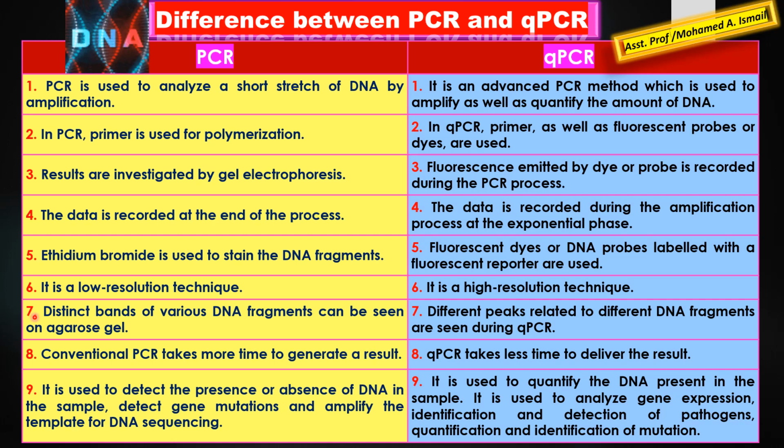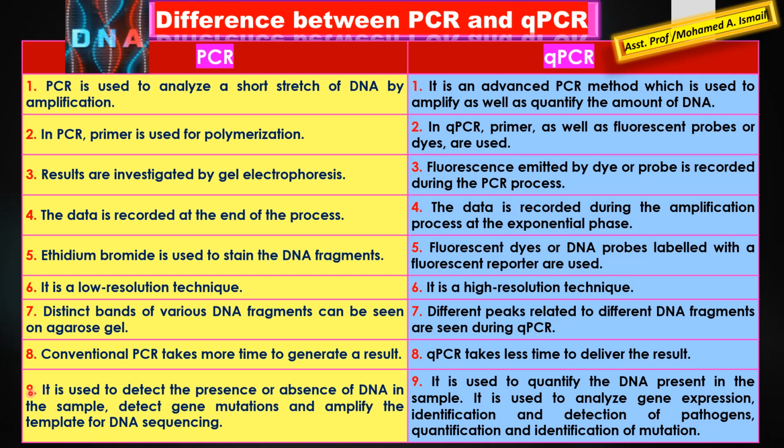Number seven, distinct bands of various DNA fragments can be seen on agarose gel. 7. Different peaks related to different DNA fragments are seen during qPCR. Number 8. Conventional PCR takes more time to generate a result. 8. qPCR takes less time to deliver the result.